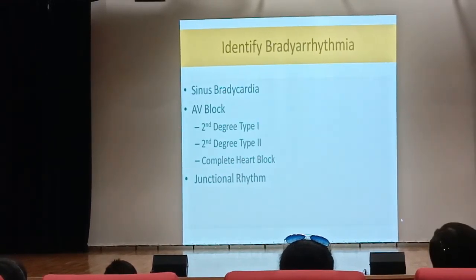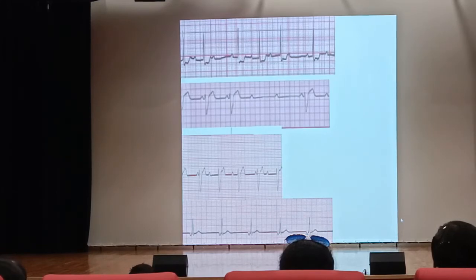There can be AV block, which can be incomplete: first degree, second degree type 1 and second degree type 2, or complete heart block, third degree AV block, or there can be a junctional rhythm as well. So can anybody comment on this ECG? It's better if we have two-way communication. First one. Anybody? Same rule: starting from rate, rhythm, P wave. First ECG. Anybody want to comment?